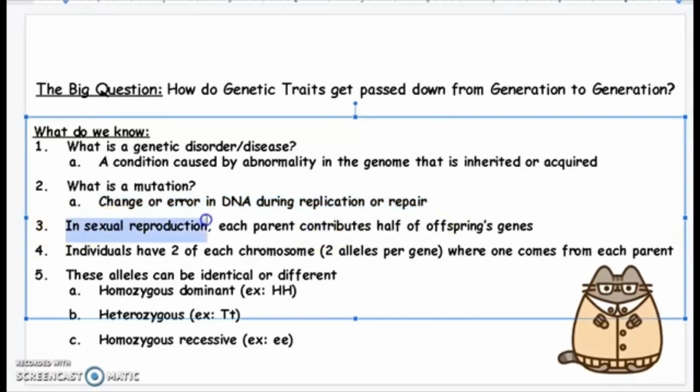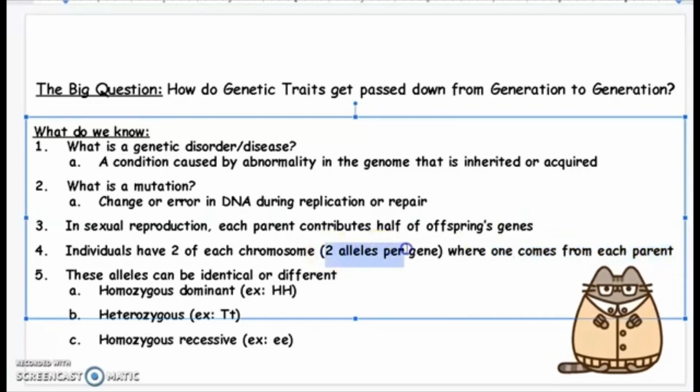In sexual reproduction, there's two parents. Each parent contributes half of the offspring's genes. So you are the offspring of your parents. You're half of mom, half of dad. Self-explanatory. Now this is going to be a little bit more abstract. Individuals have two of each chromosome. So you heard us mention pairs of chromosomes. You get one from each parent, and one from each parent makes up a pair. So you have two of each.